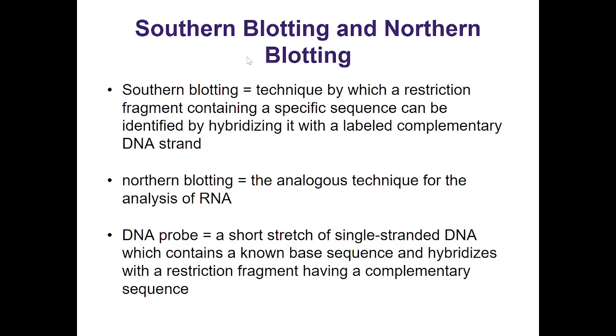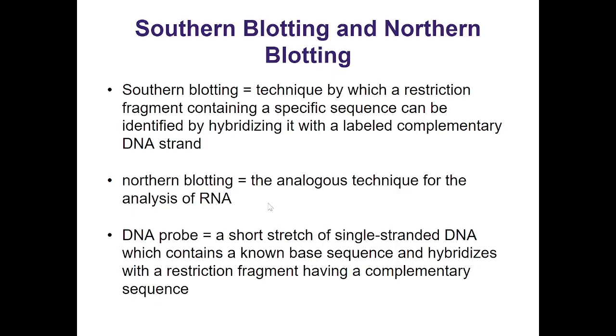So southern blotting is a technique by which a restriction fragment containing a specific sequence can be identified by hybridizing it with a labeled complementary DNA strand. Northern blotting is the analysis technique for RNA. So guess what? Southern won on this one. We got the DNA. The Northerners got the damn RNA. They depend on us, right?